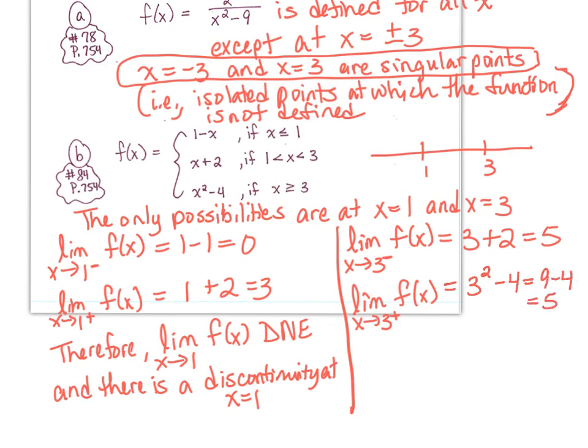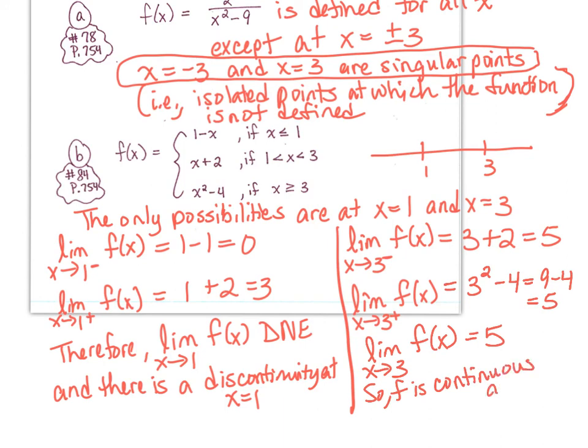Perfect, because that gives us the same value for the left and right hand limit, which means the limit of f of x as x approaches 3 is actually equal to 5. So these agree. So f is in fact continuous at 3. So that concludes our section.